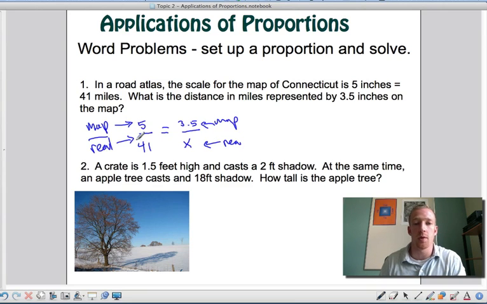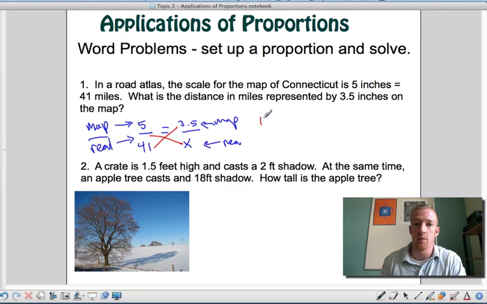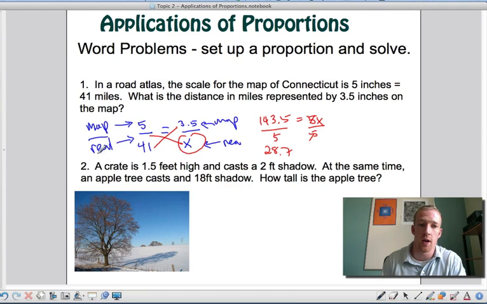Now once you've set it up correctly, it's very easy to solve. It's just like our last lesson. All we're going to do is cross multiply and solve. So we have 3.5 times 41, which is 143.5, and then 5 times x. Divide both sides by 5 here, and we've got 28.7 miles. We're solving for something in miles, the real distance, so it's 28.7 miles.